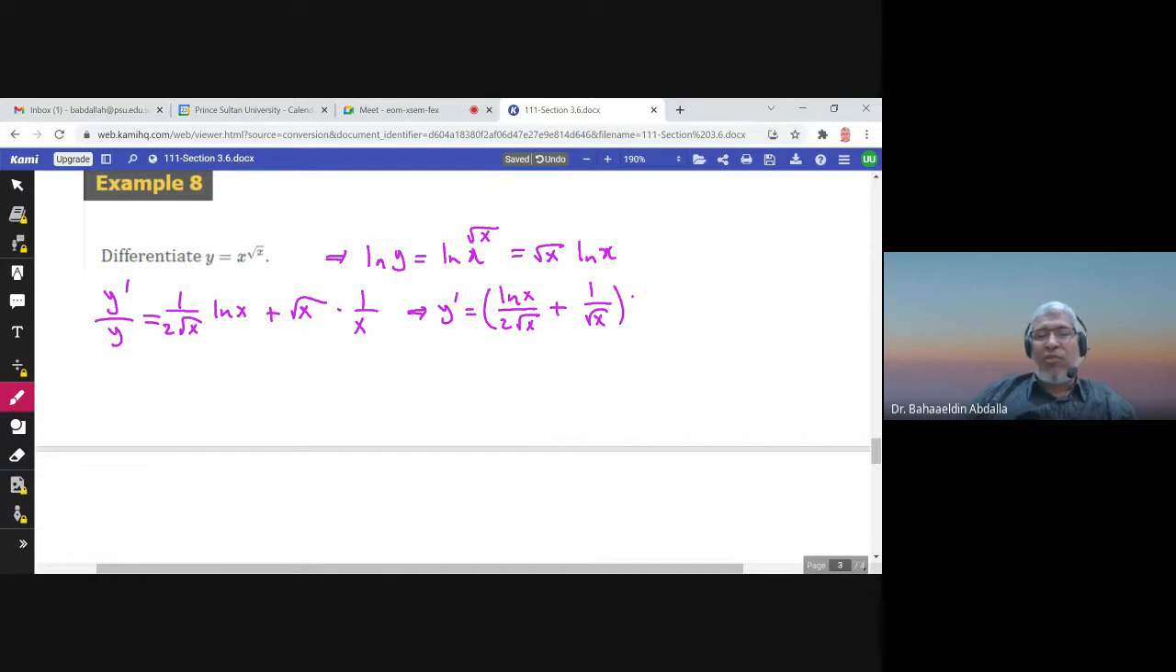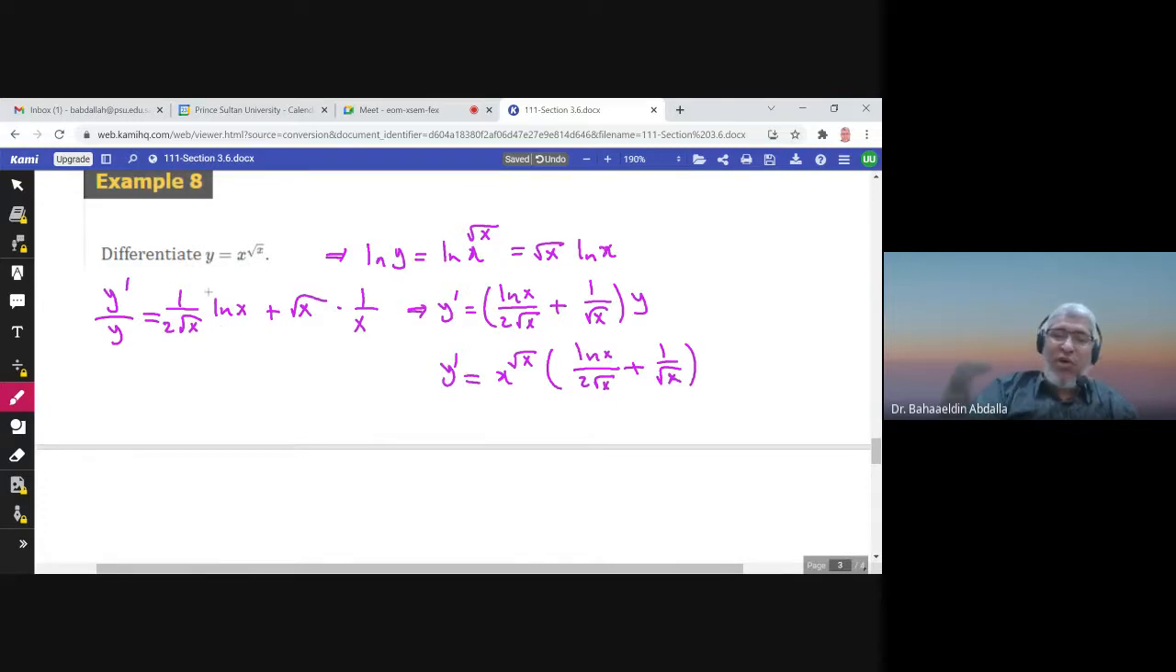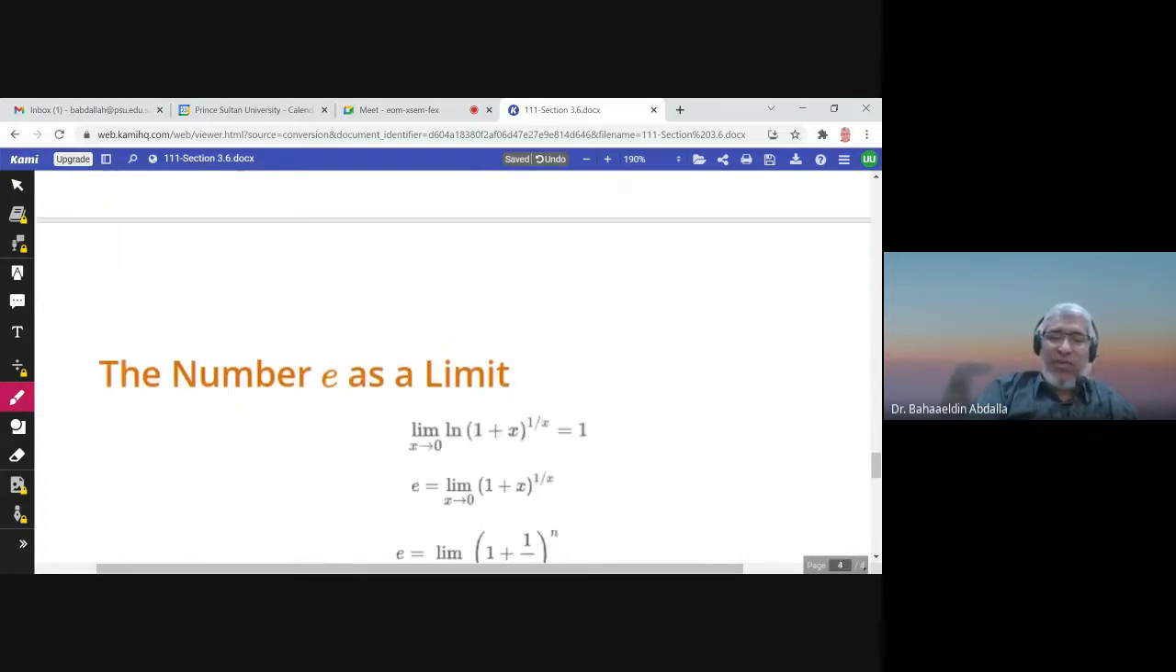Times y, and finally y prime would be y, which is x to the power square root of x, times ln x over 2 square root of x plus 1 over square root of x, and this would be the derivative of x to the power square root of x.